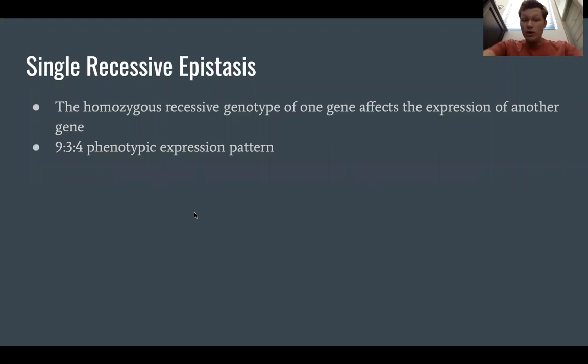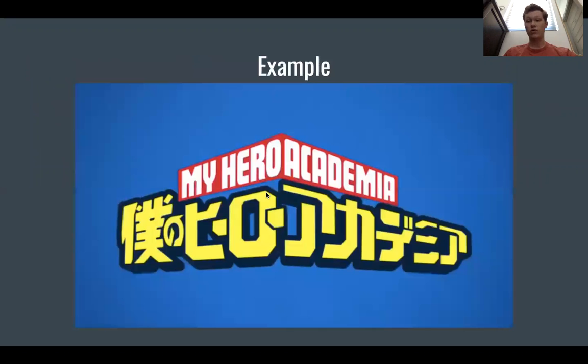Specifically, we're going to talk about single recessive epistasis, which is where a homozygous recessive genotype of one gene affects the expression of another gene. So if there's a big A and a little a for one gene, the two different alleles, little a is going to mask the expression of another one. And so it has a 9 to 3 to 4 phenotypic expression ratio, which we'll go into a little later.